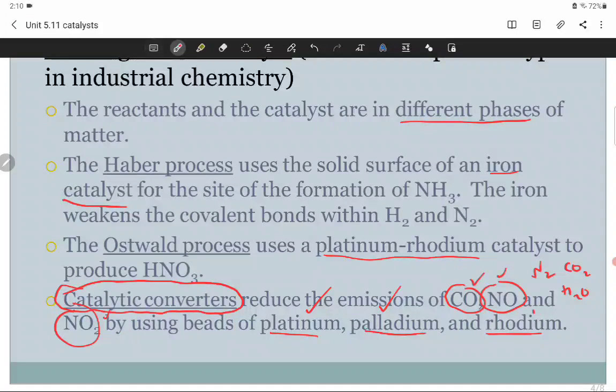Because the catalytic converter has those heavy metals in them, or transition metals, it's extremely expensive. It's one of the most expensive parts to your car.